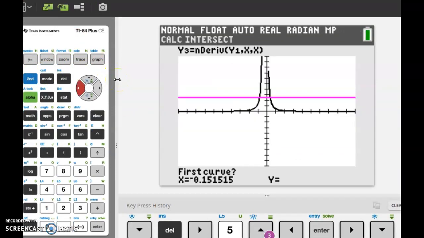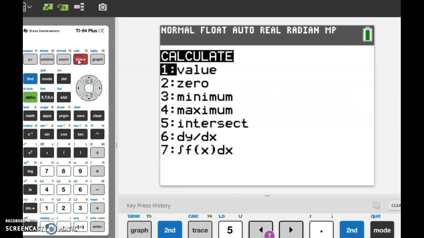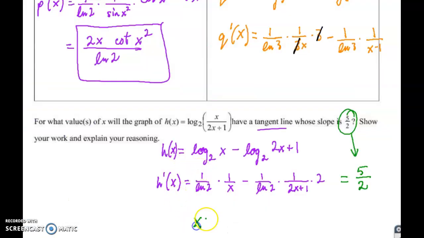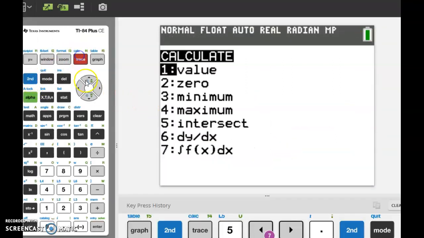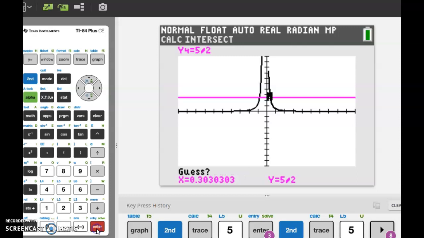Intersect is the 5th option. And I'm going to find this point of intersection first. Oops, wrong button. Second, calculate, point of intersection. Enter, enter, enter. Looks like negative 0.842. But then also happens at second, calculate, intersect, move to the right, enter, enter, enter, 0.342.